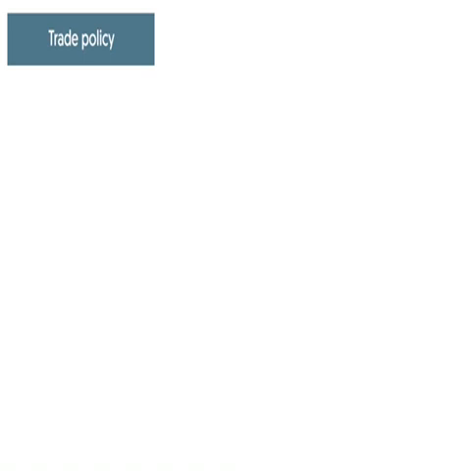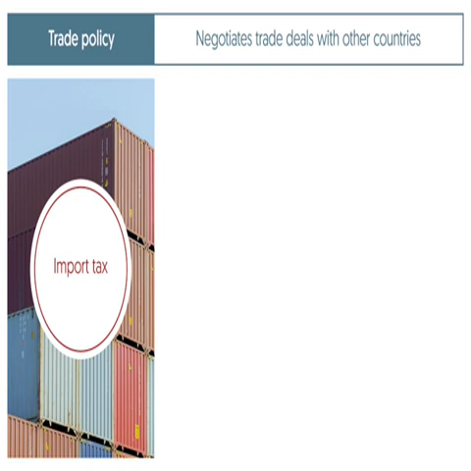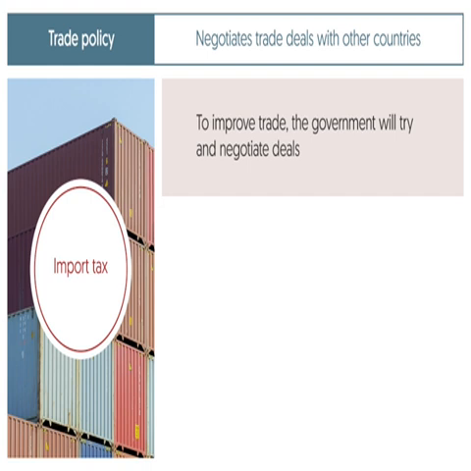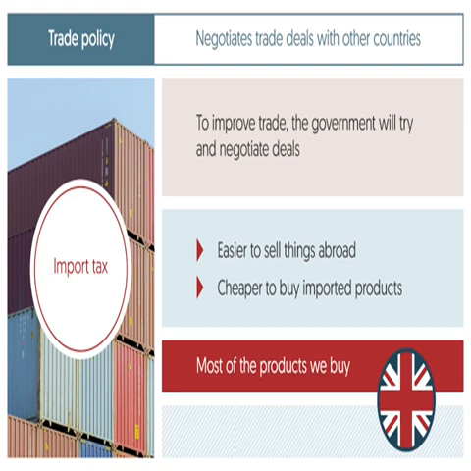The government is in charge of trade policy too. This is where it negotiates trade deals with other countries. Most countries charge taxes to other countries when customers import goods from them, but to try and improve trade, the government will try and negotiate deals. This makes it easier to sell things abroad and also makes it cheaper to buy products that have been imported, which, in the UK, is most of the products we buy.